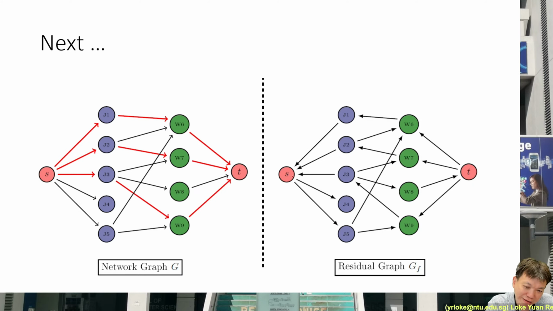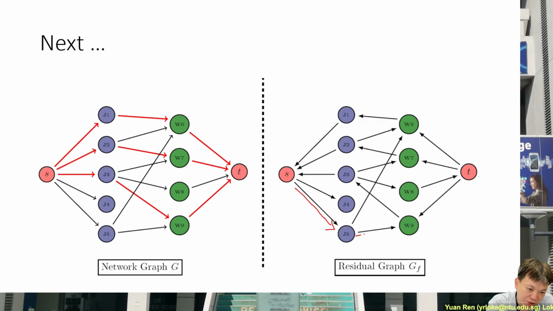The next possible path you can choose is either from S to J4 or S to J5. Of course, S to J4 cannot work, so you cannot reach T. The path that can reach T is from S to J5. Then at J5, if you choose J5 to W6, W6 cannot reach T. So definitely this is not possible.